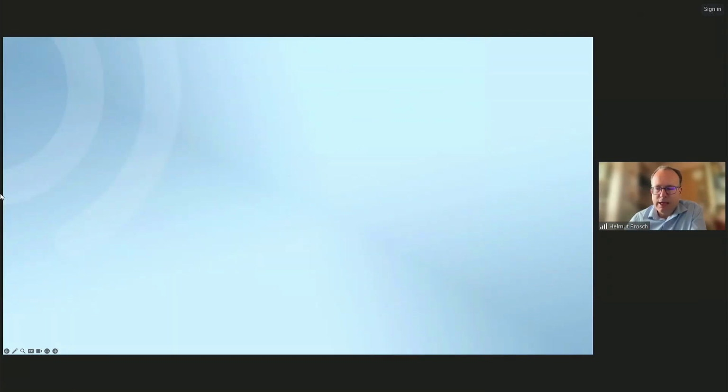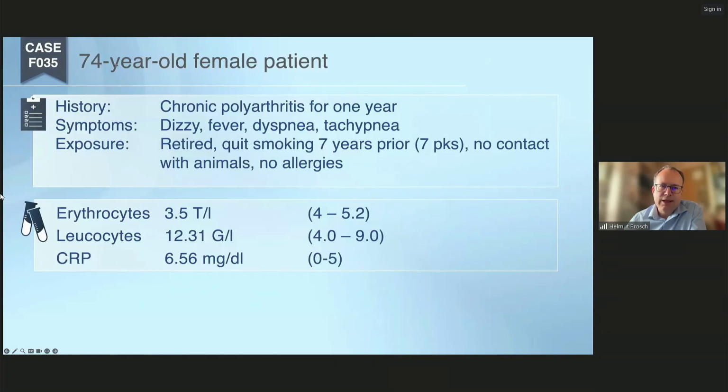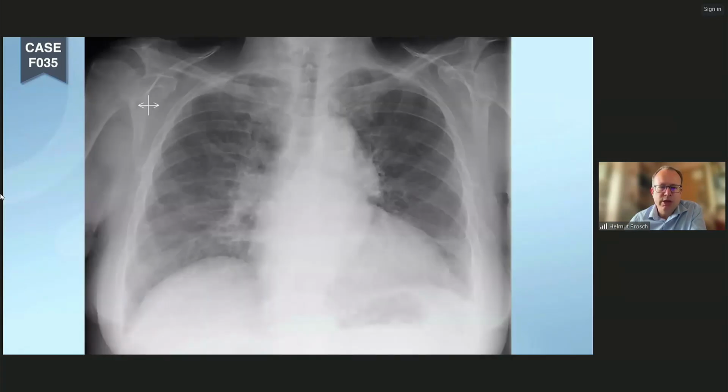Okay. Then a few more cases which are important to show: a 74-year-old female patient, again with polyarthritis, dizziness, fever, dyspnea, and she comes in now to perform imaging. And you see here the chest radiograph does not look nice. You see this elevation of the diaphragms, but that's just one plane. I don't know if that's really corresponding to a loss of volume because I don't have any lateral.